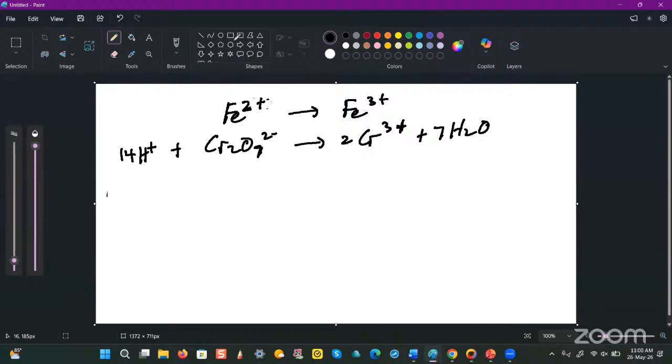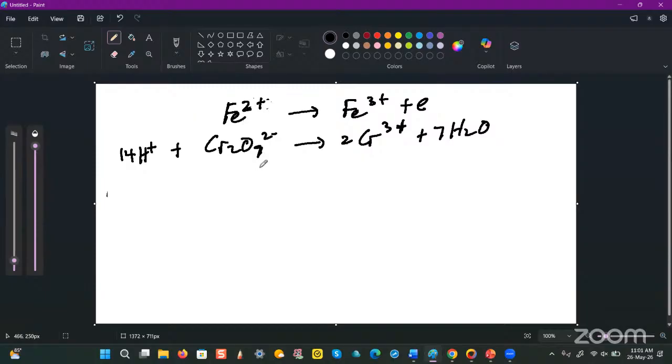So in the case of the first half equation, you know that the total charge on this side is plus 2. The total charge on this side is plus 3. So the question becomes, to which side do we add electrons and how many? And the answer is, we add 1 electron to this side. Because by adding 1 electron to this side, the total charge on this side will be 3 minus 1, which is plus 2, which balances with the plus 2 on this side.